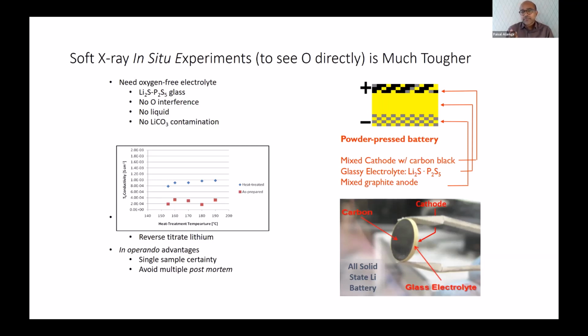So we made this pill that had the electrolyte in between, and then painted composite electrodes on either side. That was able to be charged and discharged inside a vacuum chamber, and so we were able to measure oxygen directly.